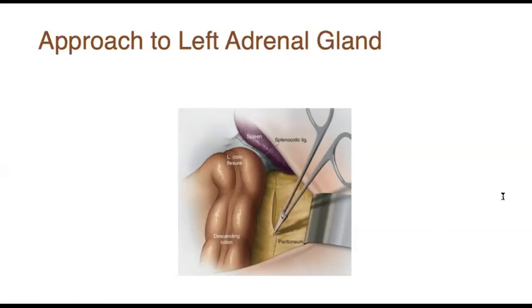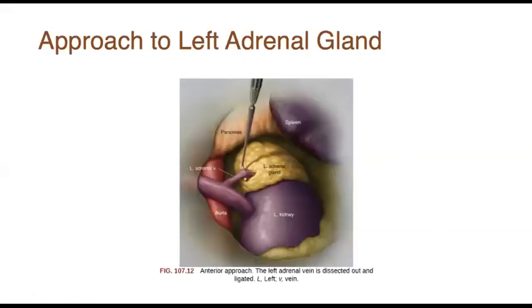splenic flexure. Subsequent division of this and the opening of the retroperitoneum along the inferior border of the pancreas will allow superior retraction of the spleen, as you can see in this picture, and the pancreas, with exposure of the left renal vein. As we go deeper, the left renal vein should be identified as it courses downward from the inferior medial border of the left adrenal gland into the left renal vein.